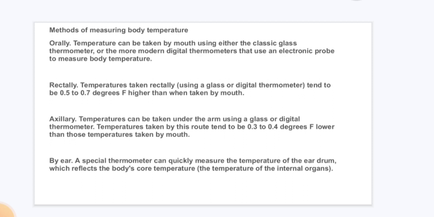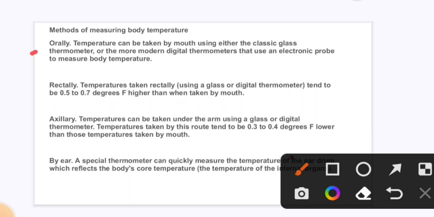Then the methods of measuring body temperature. First is oral. Oral temperature can be taken by mouth using either the classic glass thermometer or the more modern digital thermometer, with an electronic probe to measure body temperature. We have to check body temperature under the tongue, placing the thermometer bulb there. So we use the mercury thermometer or digital thermometer. Then there is the rectal thermometer, and then we have to check rectally.